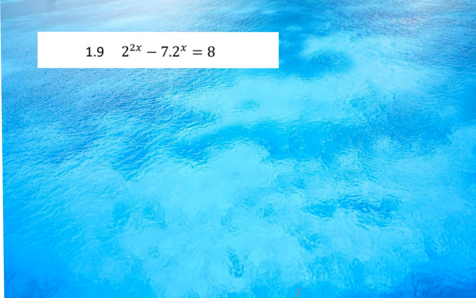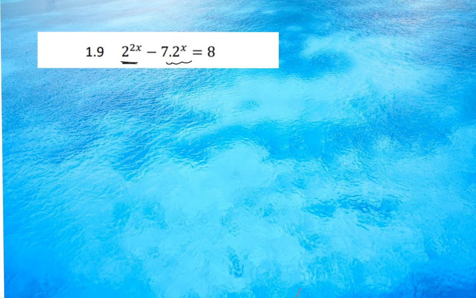In a previous slide, we just did an example where we had 3 terms, but in that example, we had a common factor of 2 to the x. Question 1.9 is also 3 terms, but my question to you is, as you look at 1.9, is 2 to the x a common factor? It appears in the second term here, but the first term is 2 to the 2x.